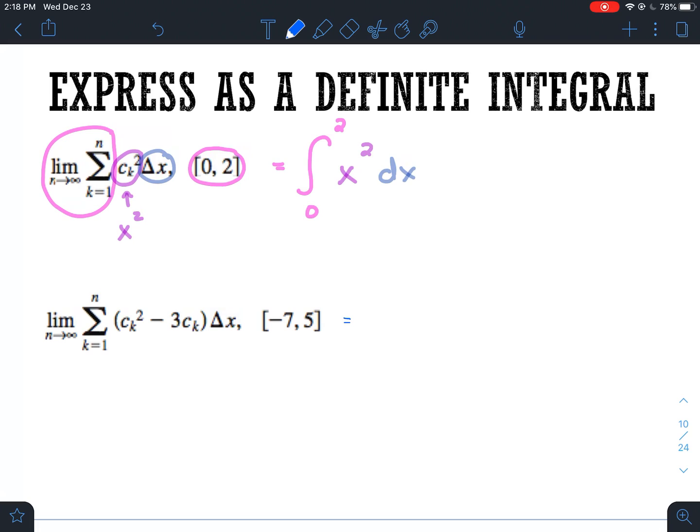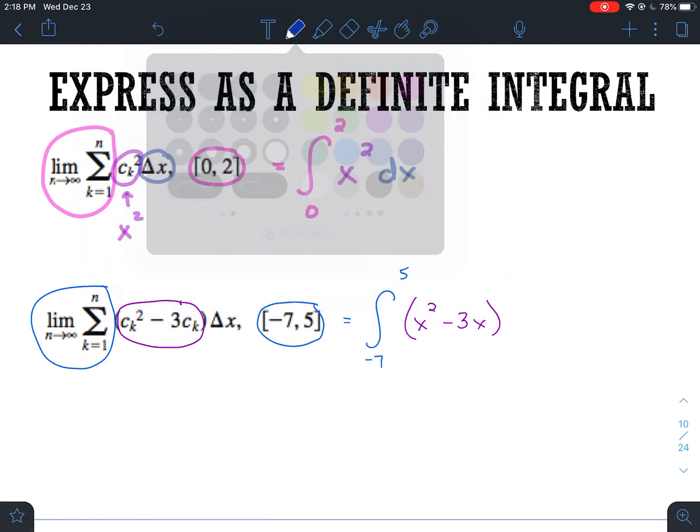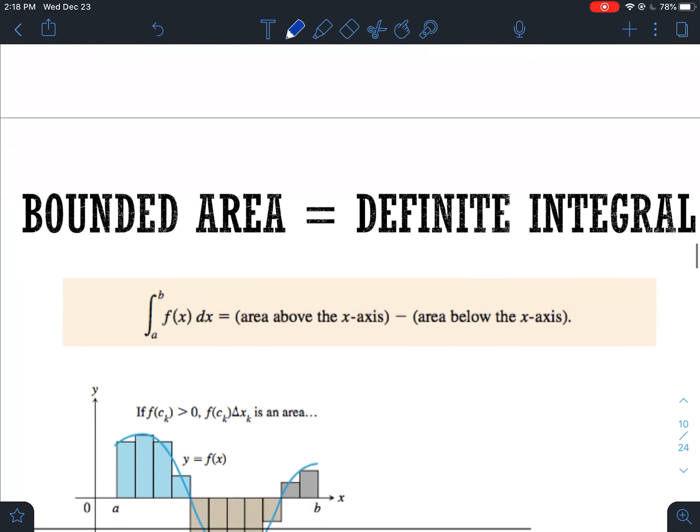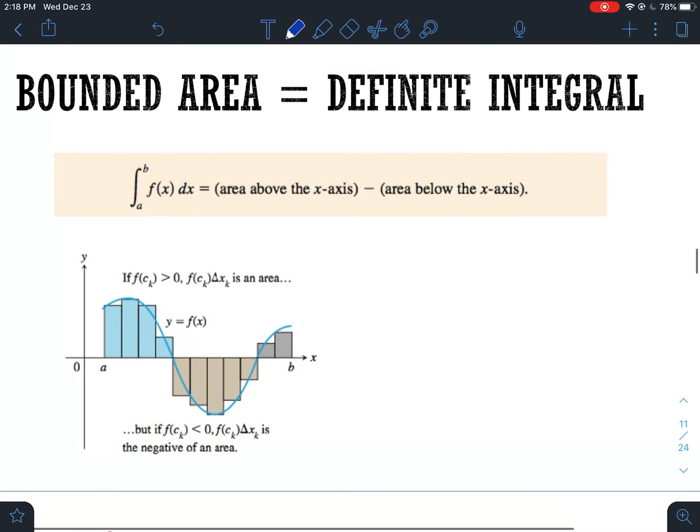All right, so using that same idea, see if you can pause the video and do the problem below. See if you can take that summation and write it as a definite integral. All right, so we're going to integrate from -7 to 5. So we're summing all of the rectangles, so an infinite number of rectangles from -7 to 5. So start at -7 and end at 5. And here is our function. So it's saying x squared minus 3x. And then we have our delta x, so that's our dx. There you go. That's changing from summation notation to integration notation.